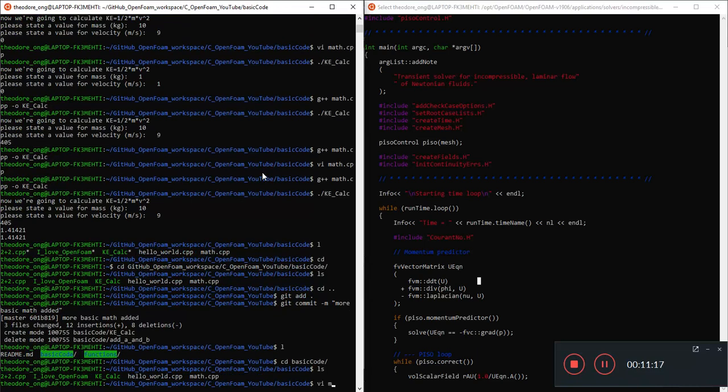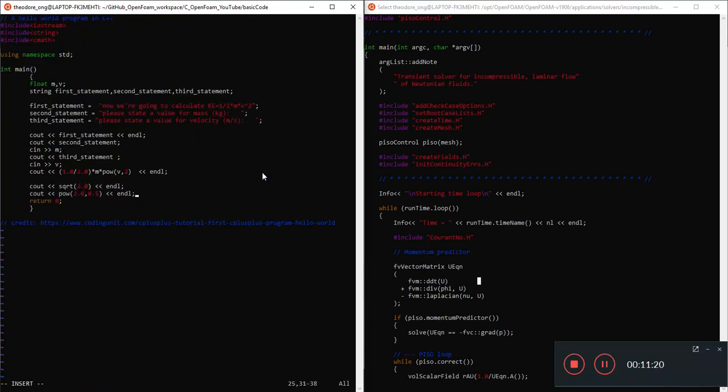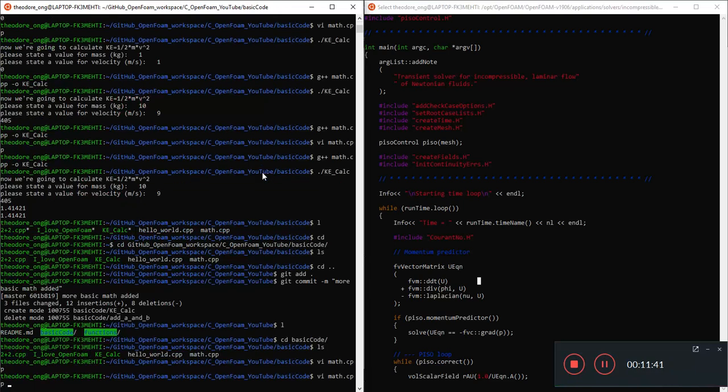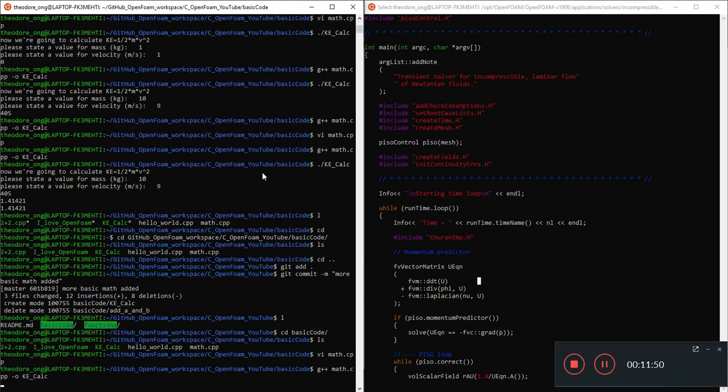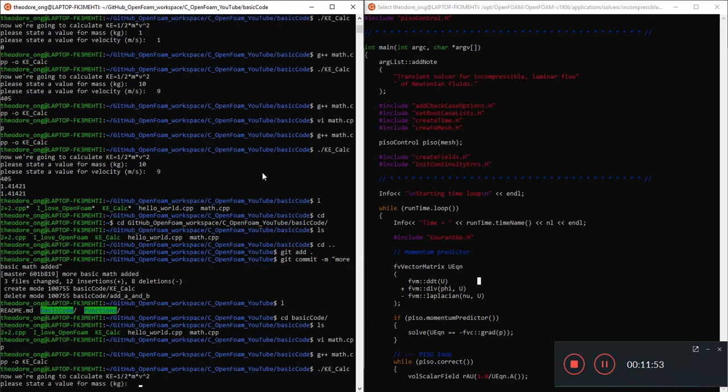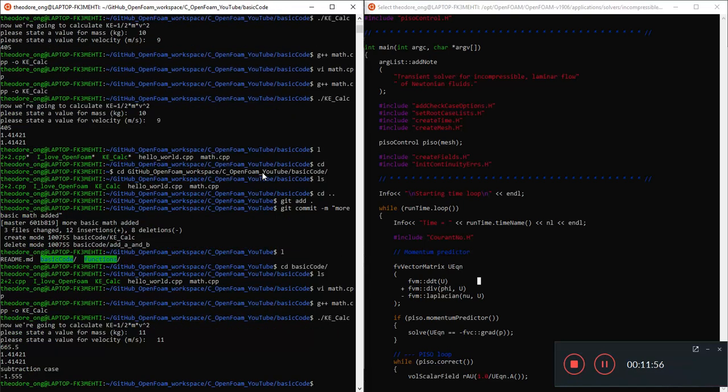Okay, vi math.c++, and then we can see out subtraction case. So endl and cout 2 minus 3.555. Okay, so that should give us a negative number, and we'll save and quit, and we'll compile. Okay, g++ math.c++ with the output of KECalc, along with some other things. KECalc 10 9. Okay, so we have a subtraction, and then we can see that negative numbers are spat out.